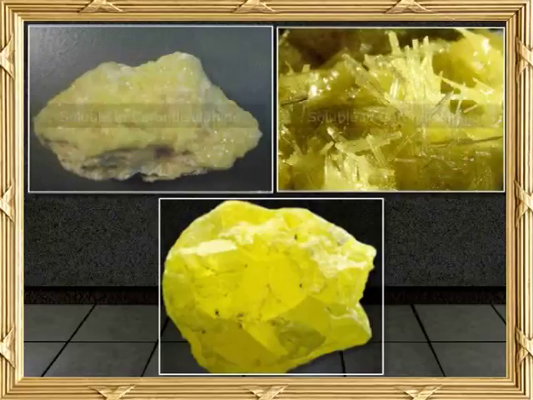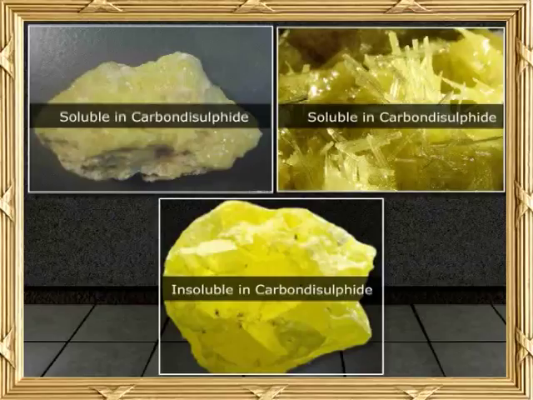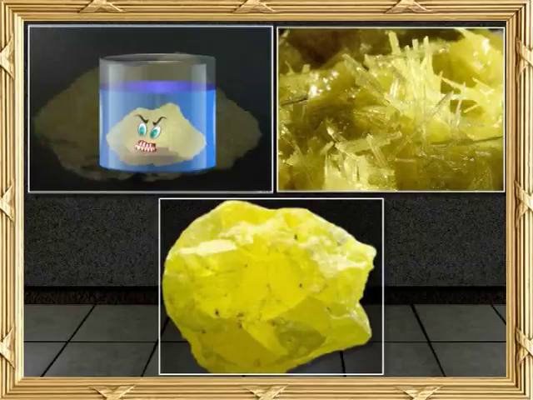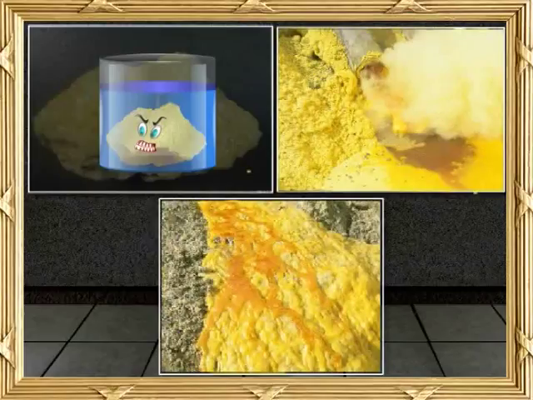Rhombic and monoclinic forms are soluble in carbon disulfide, whereas plastic sulfur is insoluble in carbon disulfide. Rhombic sulfur is also the most stable form, which means monoclinic sulfur and plastic sulfur are unstable.